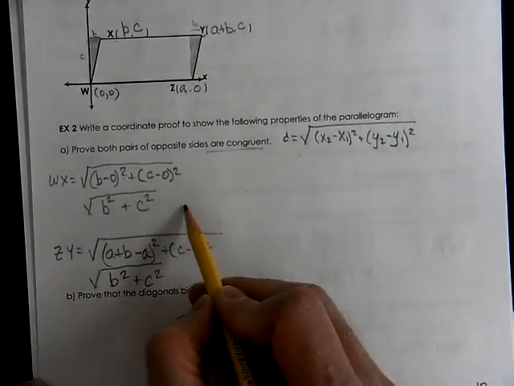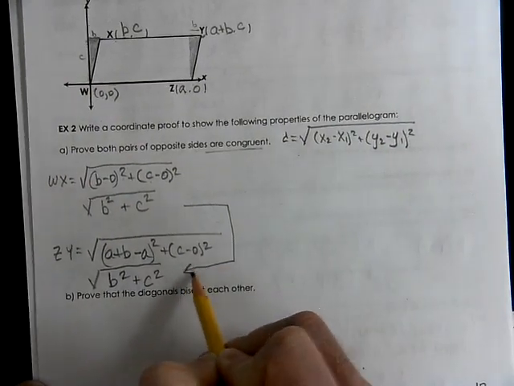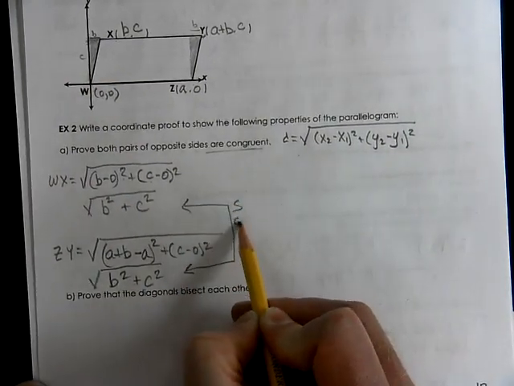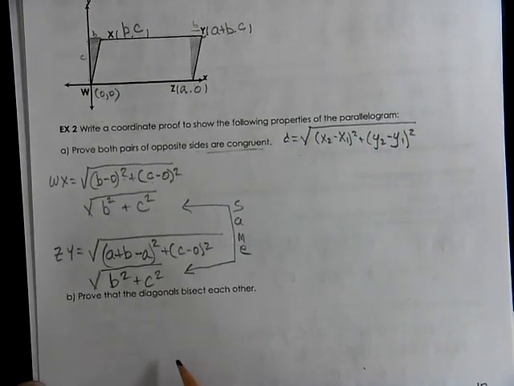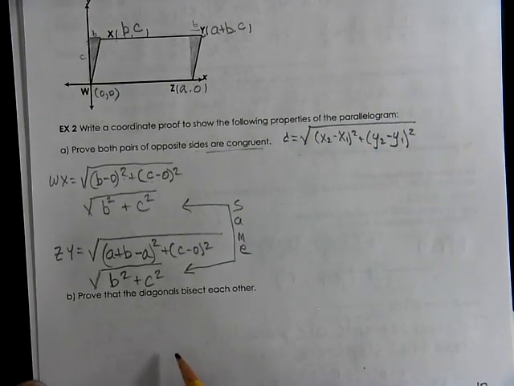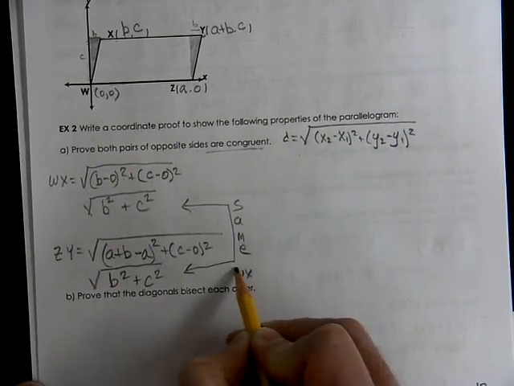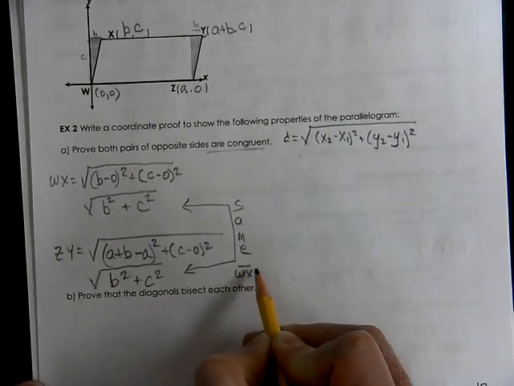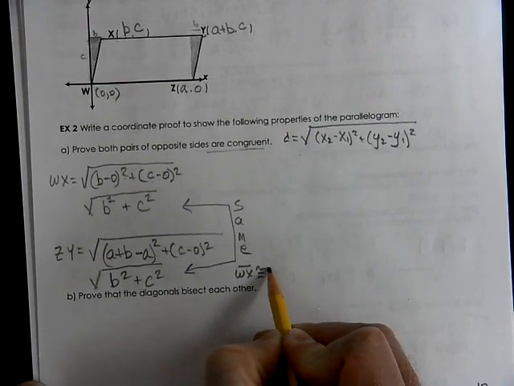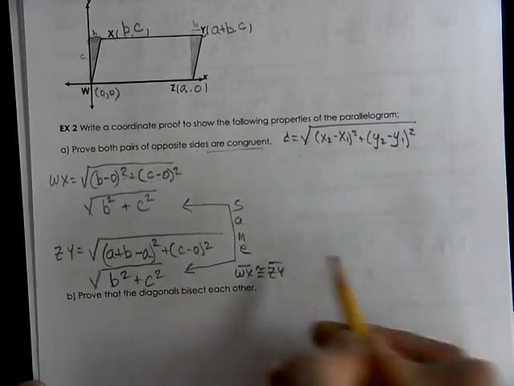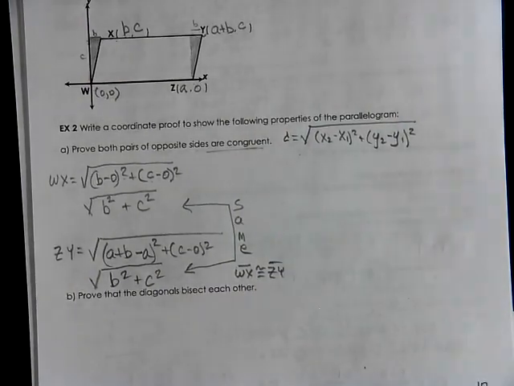They are congruent. Look at that. These are the same. So what we know for sure is that WX is congruent to ZY, because our distance formulas were the same.